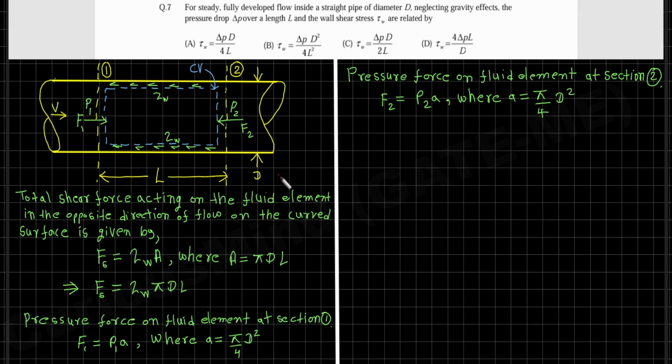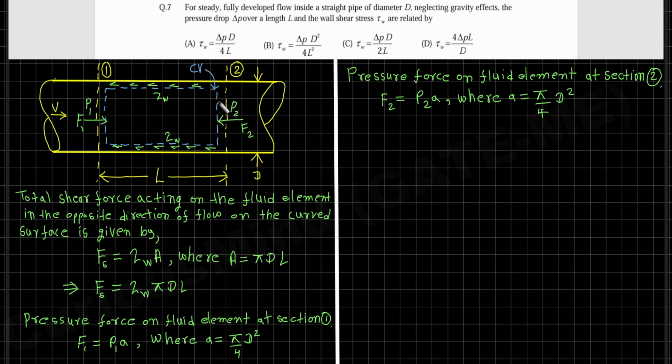Now the total pressure force F2 would act in this direction on this circular surface, because we know that the pressure force acts perpendicular to the surface. So the fluid pressure at section 2 would exert pressure forces in this direction.